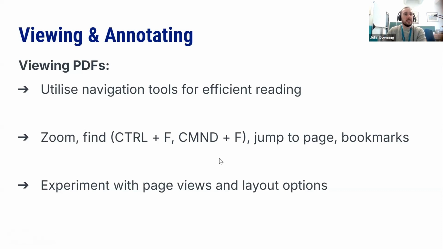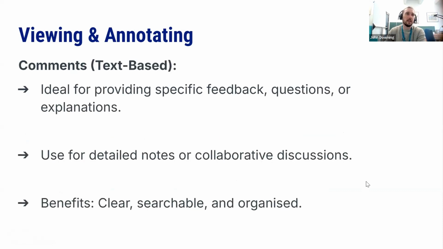In terms of annotating, we've got a couple of different ways we can do that. One is with text-based comments. As Siobhan said, we can do this in Google Docs, we can do this in all sorts of other programs, but we're going to look at ABBYY. That's great for including very specific feedback on a targeted bit of text in that document. It's great for detailed notes and collaborative discussions through things like Google Drive, and it's much easier to find that information. It's searchable, it's clear, it's organized.